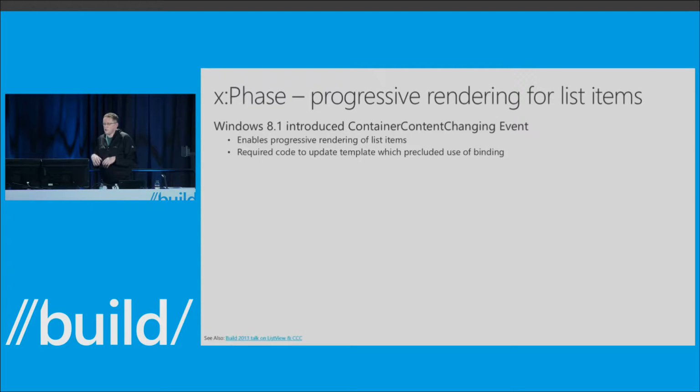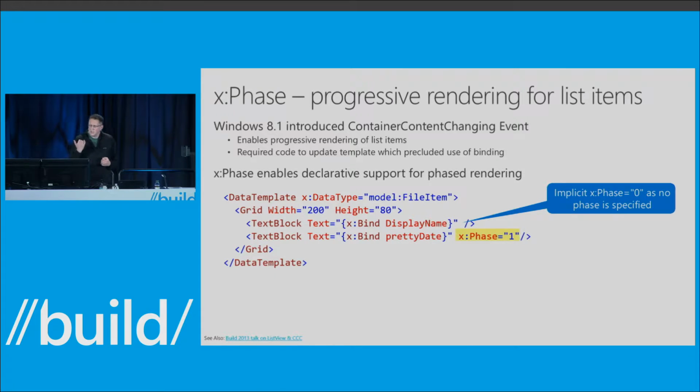Really powerful feature, solves the user problem, but to do it, you have to write code. And that code generally precludes the use of data binding. So what we've done with x:Bind is add a new feature, x:Phase. This allows us to do it declaratively rather than implicitly through code.